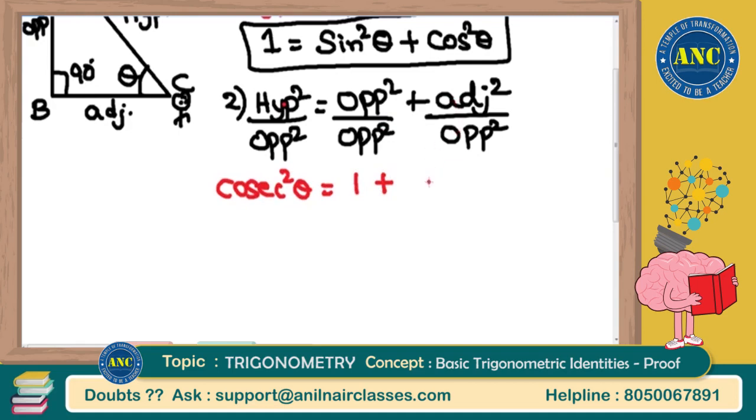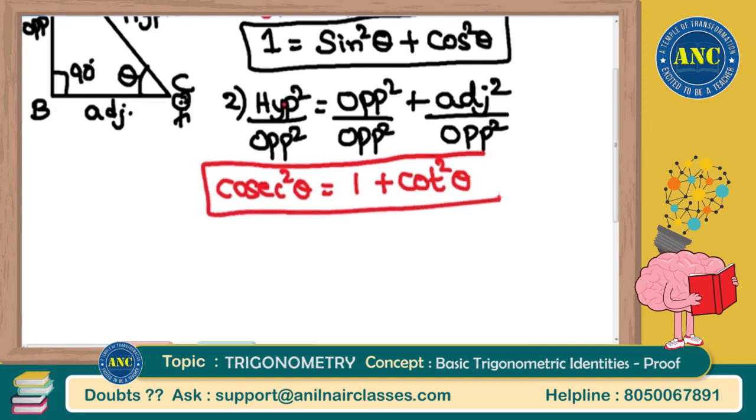Adjacent square by opposite square, adjacent by opposite, what is it? Opposite by adjacent is nothing but tan, adjacent by opposite is nothing but cot. 1 plus cot square theta is equal to cosecant square theta. This is purely obtained by dividing the Pythagoras theorem by opposite square on both sides.